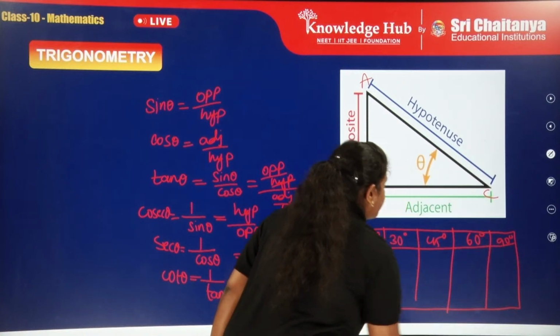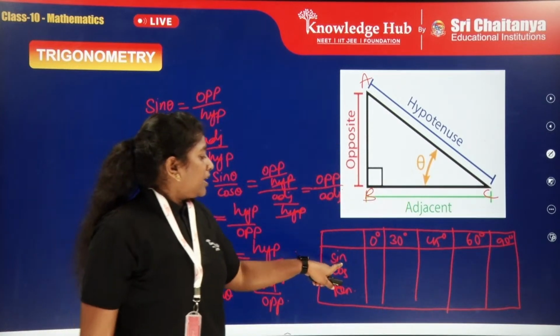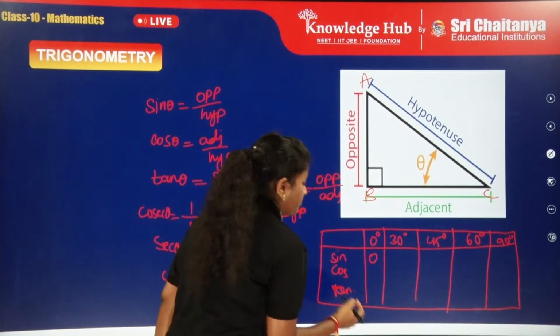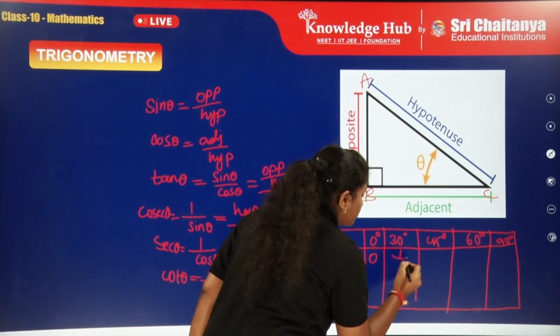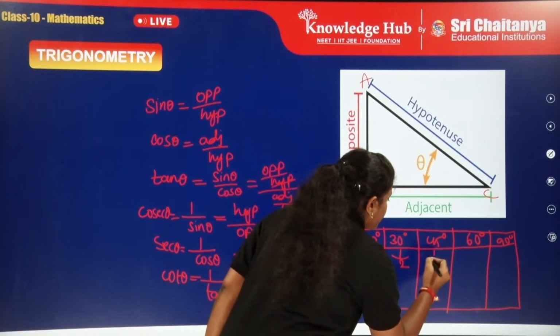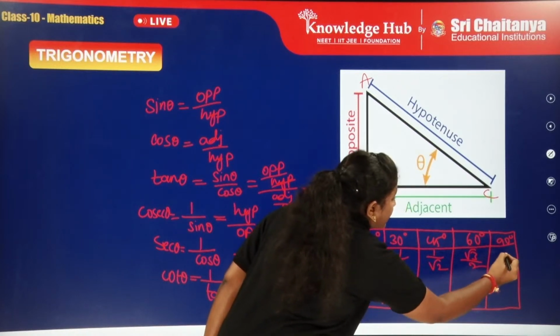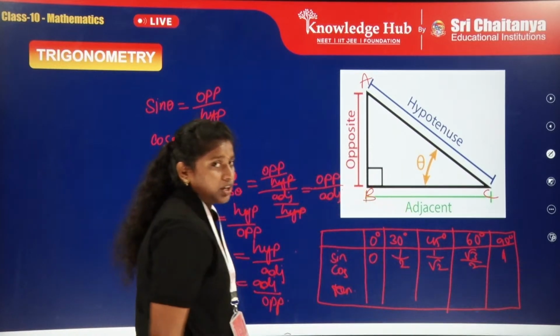Okay. So now if you look here, if I am taking sine 0 degrees for a triangle, the value will be equal to 0, and for sine 30 it will be 1 by 2, and sine 45 it is 1 by root 2, and for sine 60 root 3 by 2, and sine 90 value will give you 1. Okay.